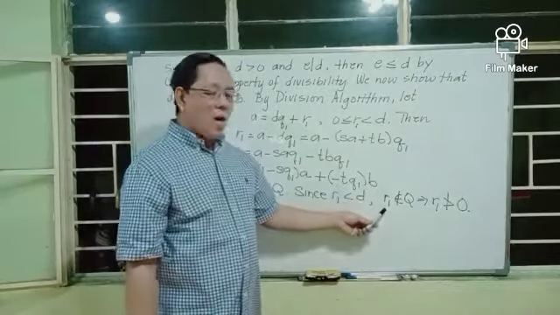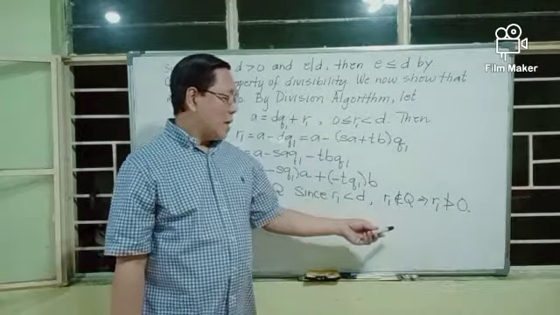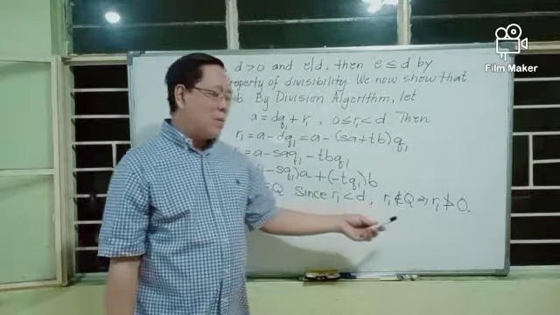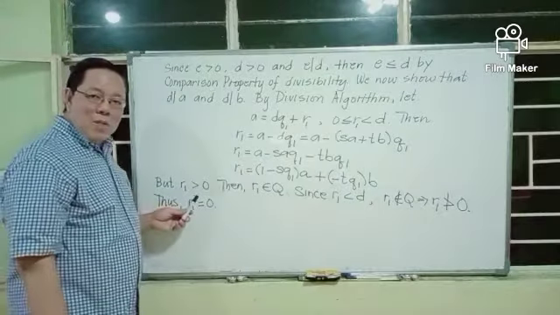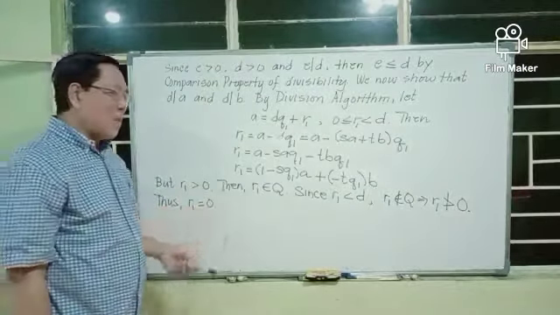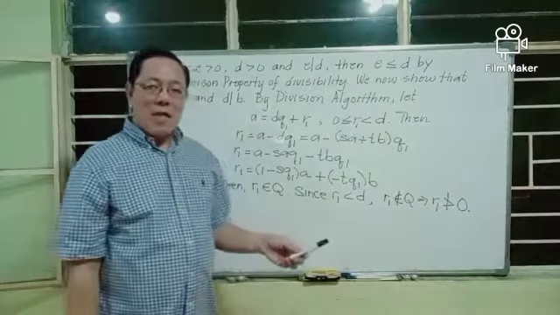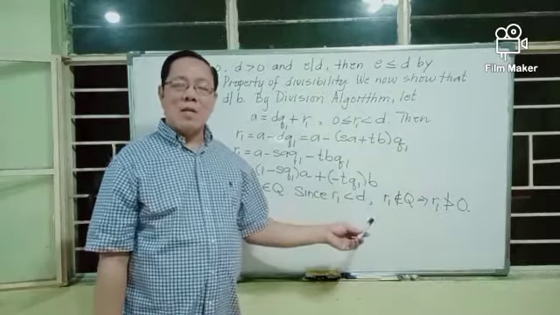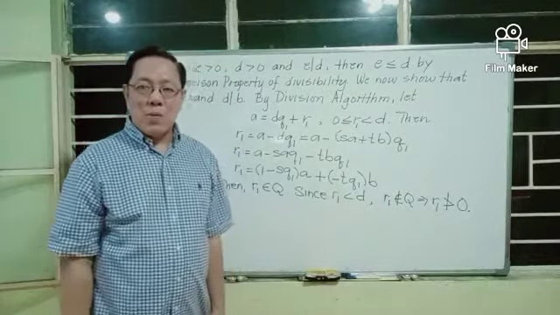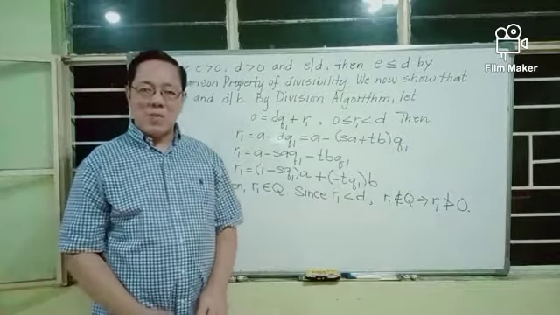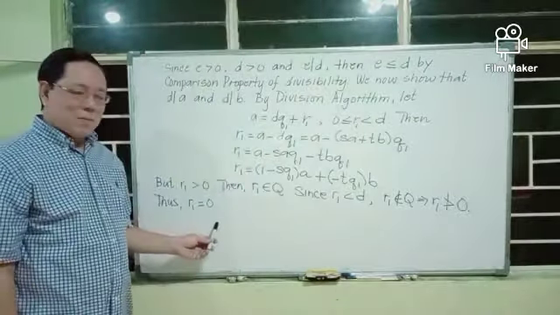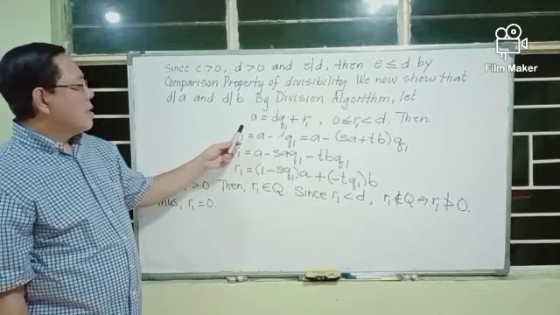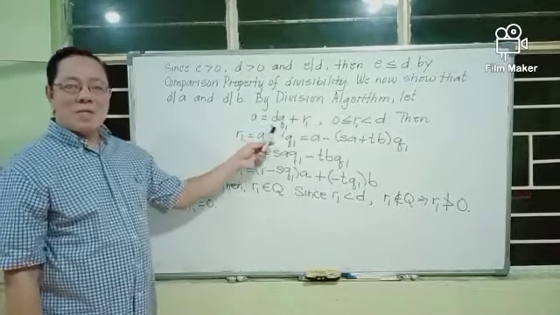We have shown here that R1 is not an element of Q, and Q is the set of positive integers. If R1 is not an element of Q, then R1 is not greater than 0. And if R1 is not positive, but it is less than D, and D is already the smallest element of set Q, and the smallest positive integer is 1, then R1 must be 0. If R1 is 0, then this becomes A equals BQ1.